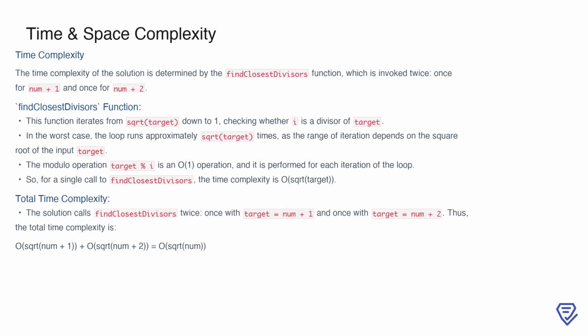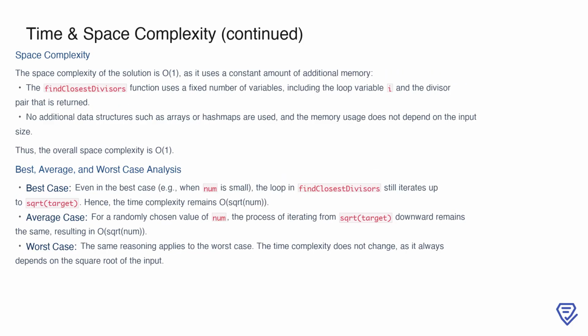Simplifying this, we get O(sqrt(number)), as the growth rate is dominated by the square root of the input size. The space complexity of this solution is O(1), meaning it requires a constant amount of memory regardless of the input size.